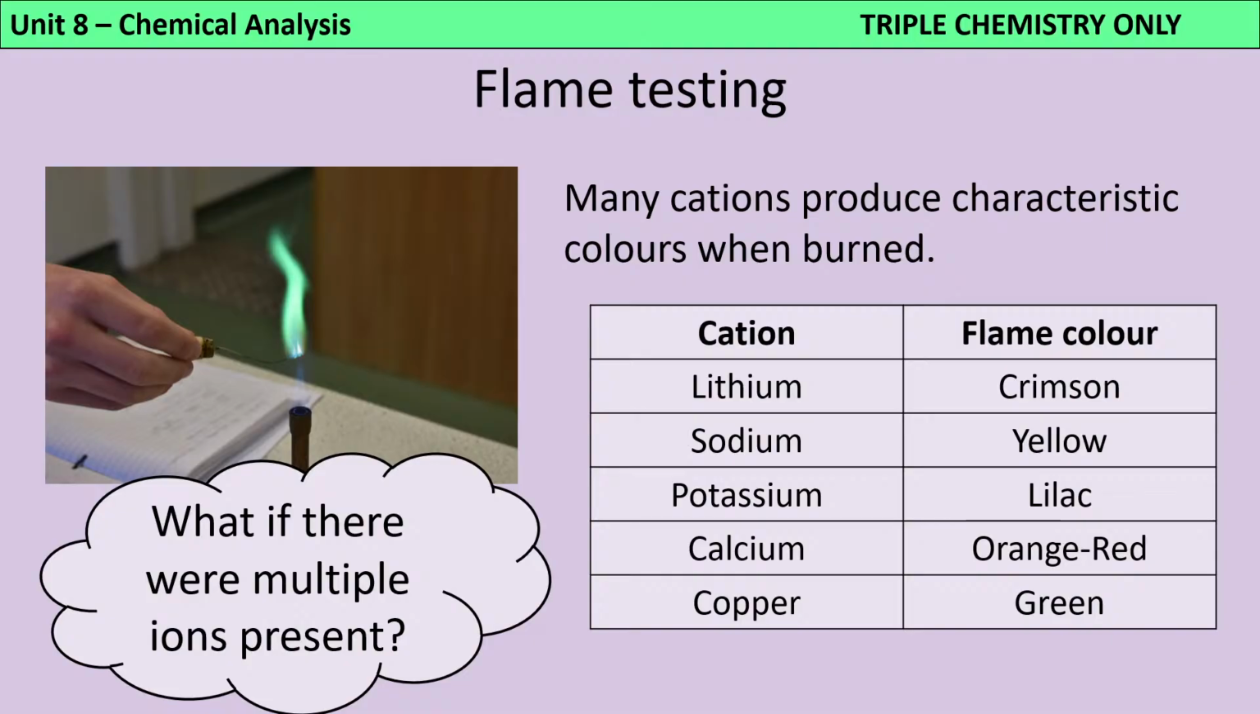Also, you need to be aware that this is not very good at detecting mixtures of ions. So potassium is really, really pale lilac. It's very hard to see anyway. If you have a sample that has some lithium as well as potassium, or some copper as well as potassium, you just won't see it.